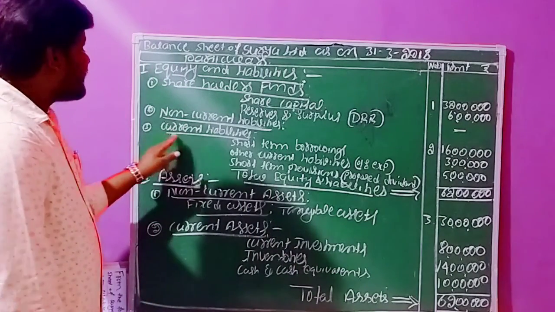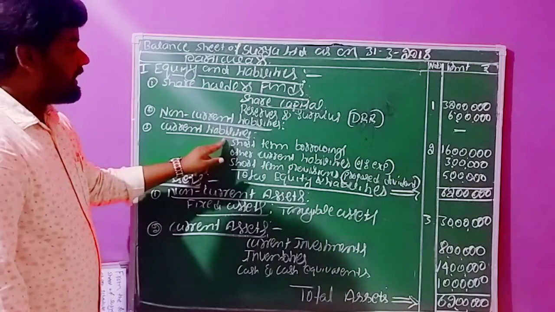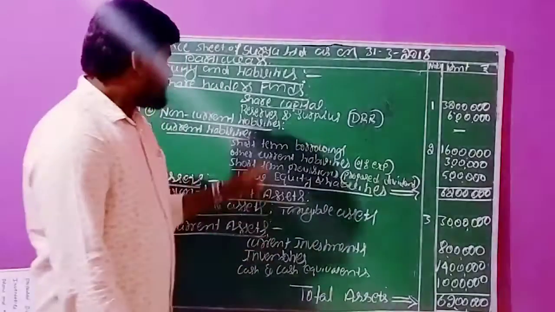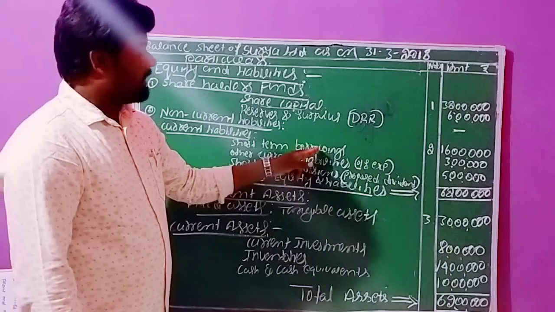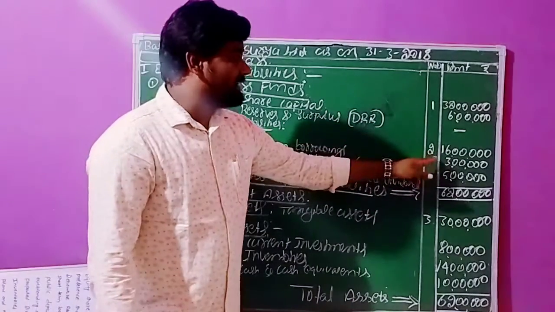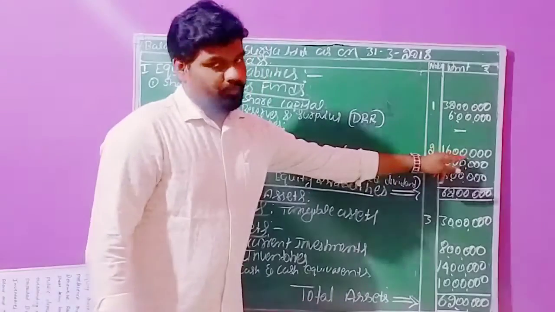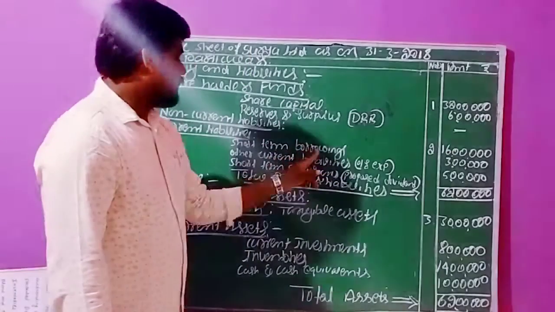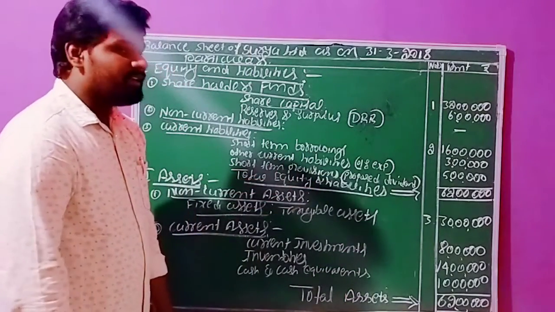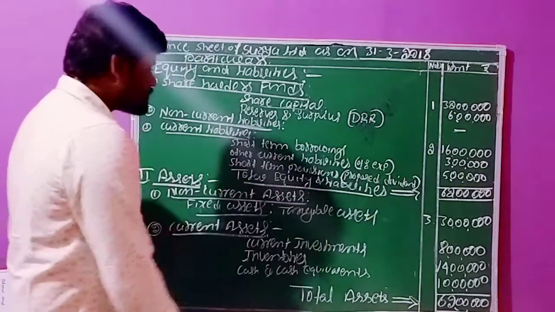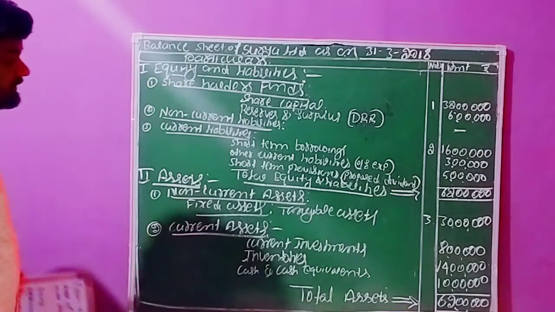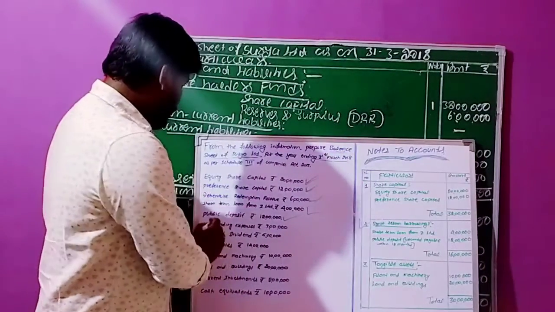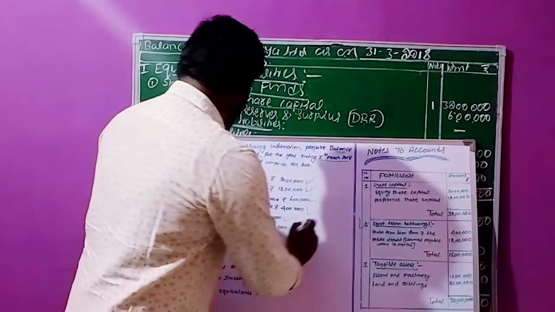The third one, current liabilities. Under the current liabilities, we have already calculated short-term borrowings. In the short-term borrowings, note number 2, it gives a total of 16 lakhs rupees. So these 16 lakhs rupees we can call short-term borrowings. And in the question, they have given outstanding expenses. Here outstanding expenses, how much amount have they given? Outstanding expenses 3 lakhs rupees.